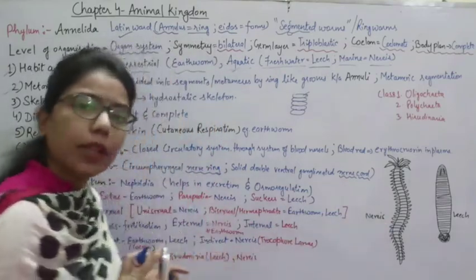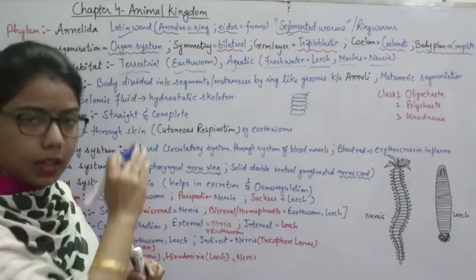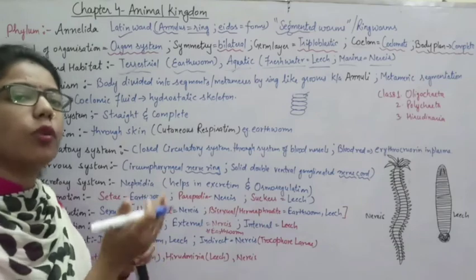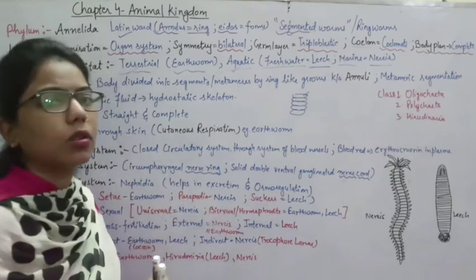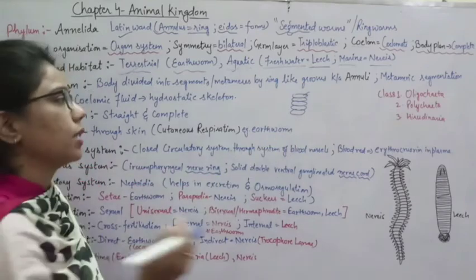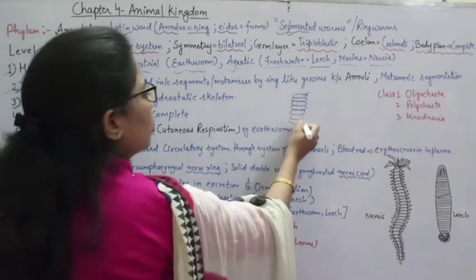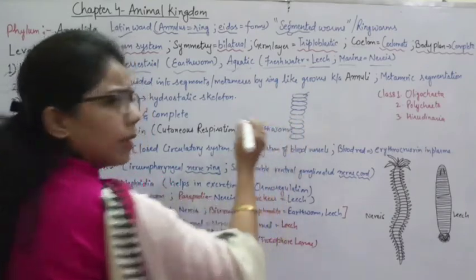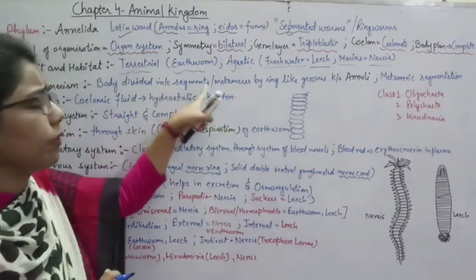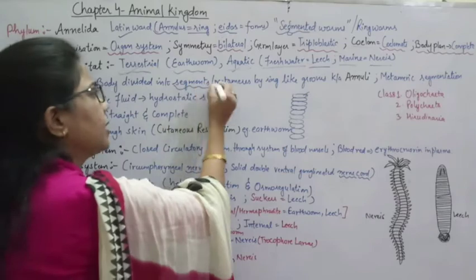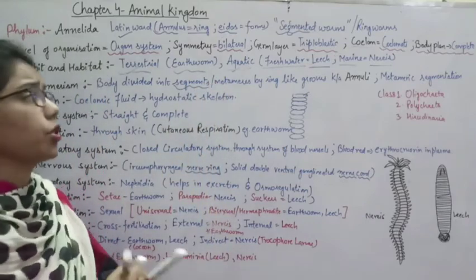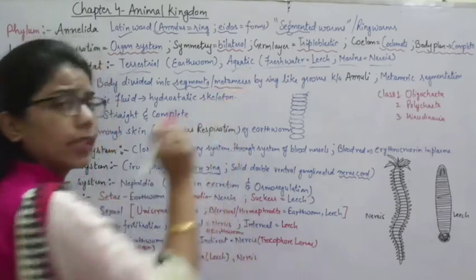How will you see these segments? If you look from outside, you will see the segments. If you cut a cross section and look internally also, you can see these segments are present. Or you can take the example of the earthworm, which is also made of segments, like this. So we can say the body is divided into segments, and these segments are also known as metameres. A question may come: what are these metameres?